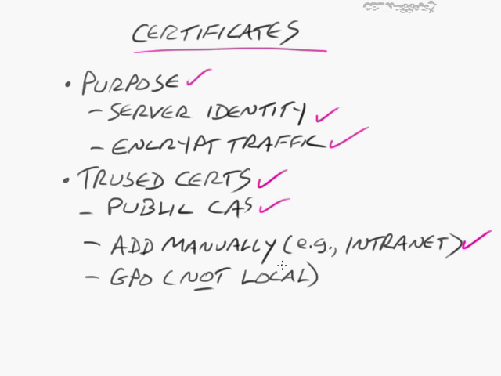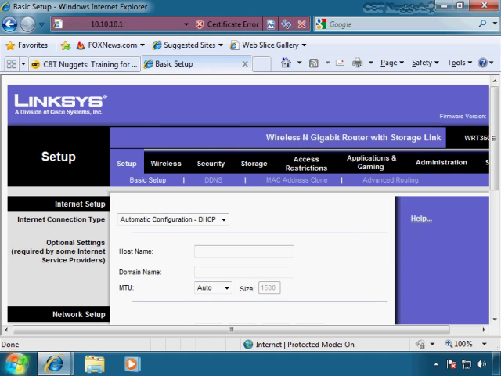Now, this will not address the situation where the name mismatches or where the date is wrong, but if it comes from a CA that you don't trust or don't know about, then you have to add that manually. Now, let me show you how you would do that. You can do it actually a couple of different ways.